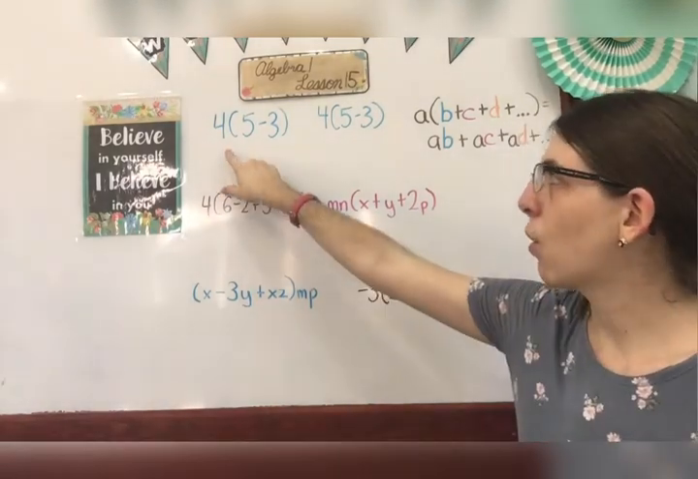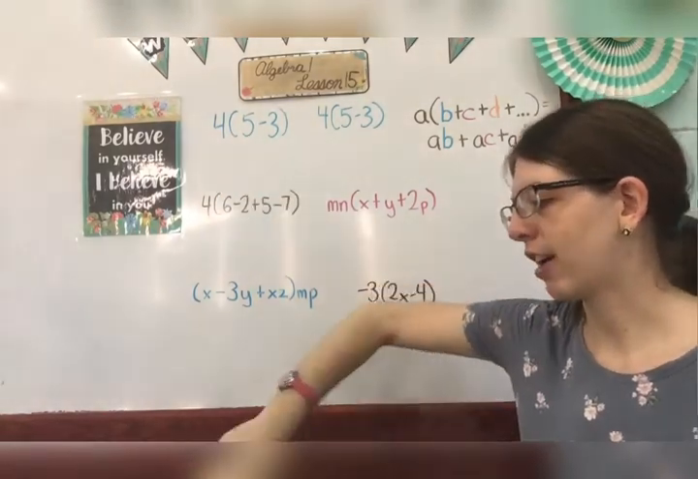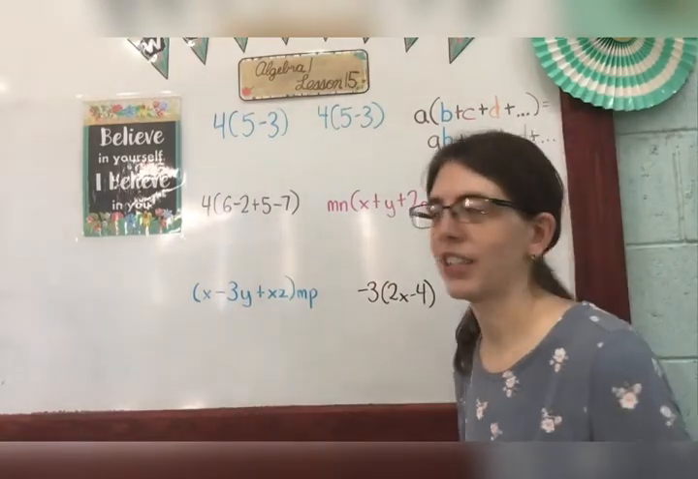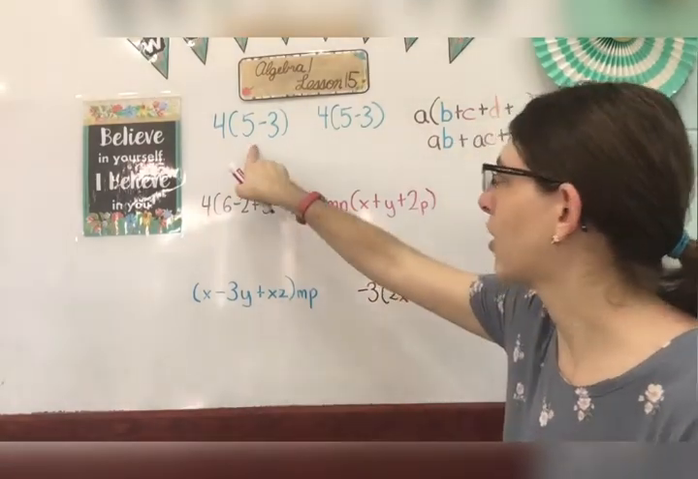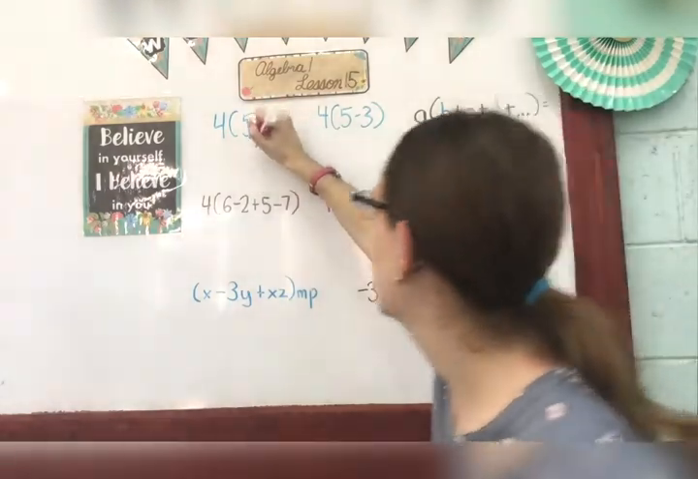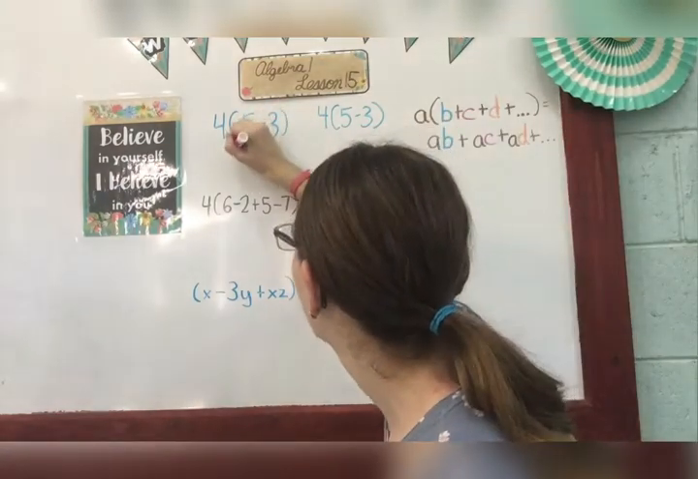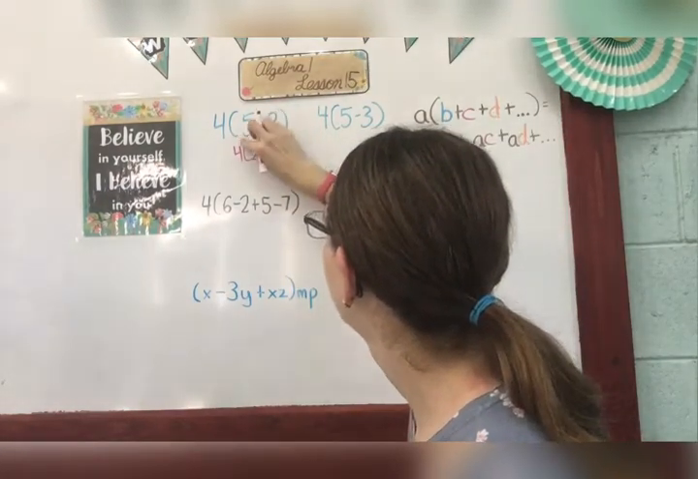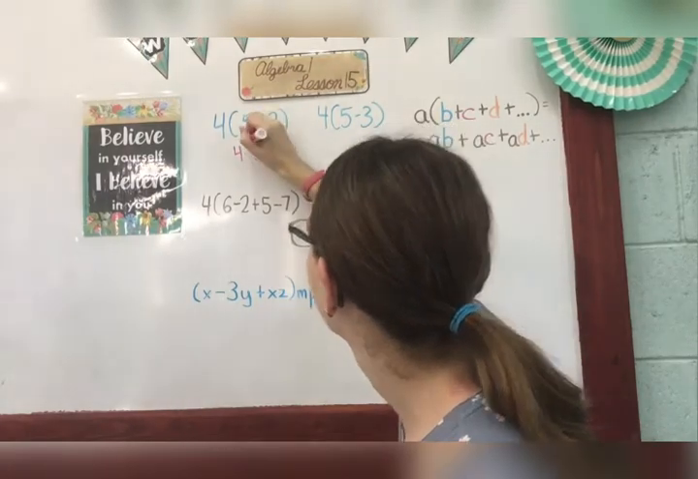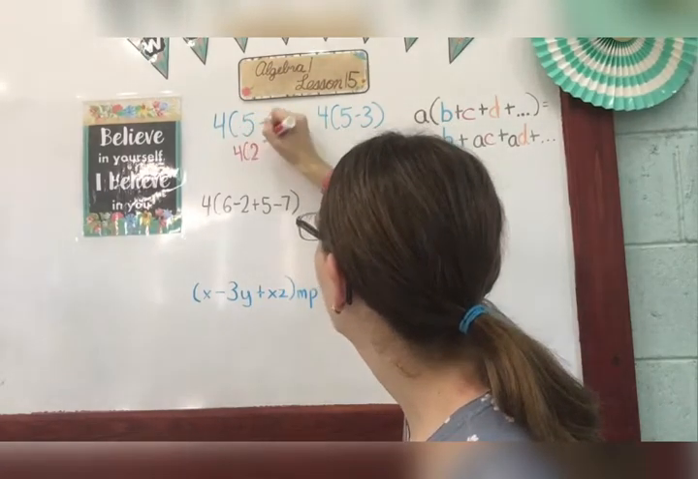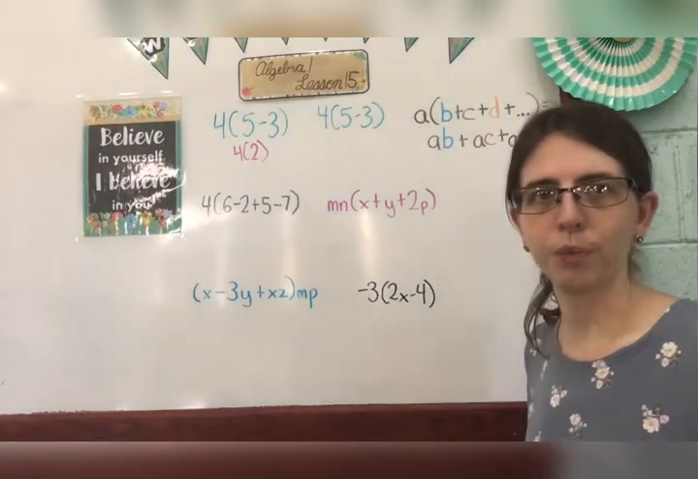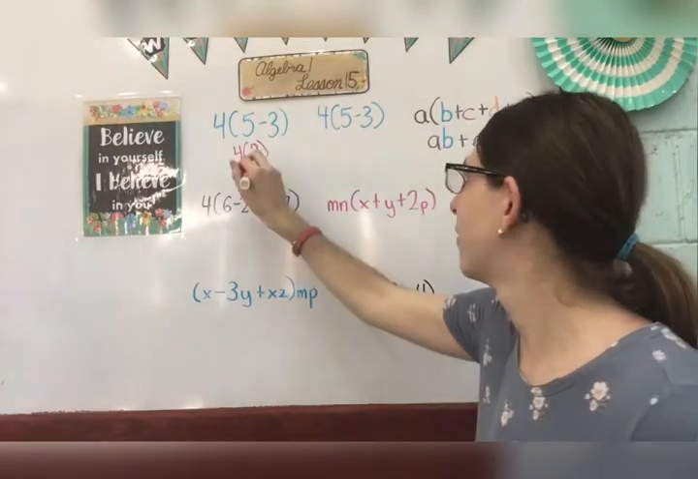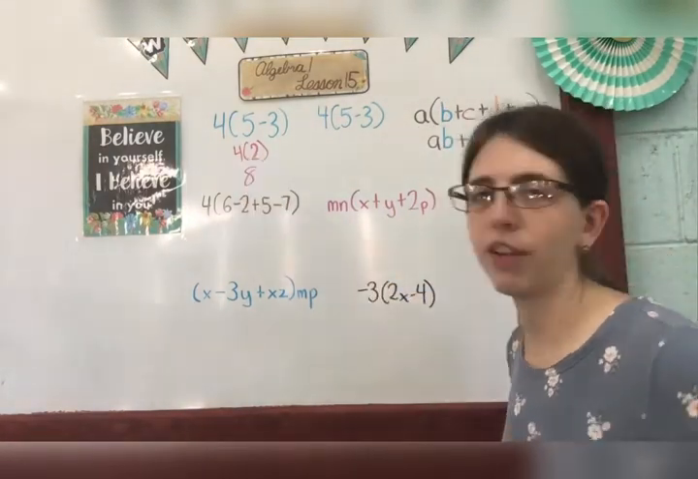I have 4 times 5 minus 3 right here. The way that we normally would think to solve it would be like this. I start with my parentheses, 5 minus 3. I know that's 2. 4 is on the outside, so oops, fix that. So I have 4 times 2. 4 times 2 is 8. And that's how I would normally solve it.